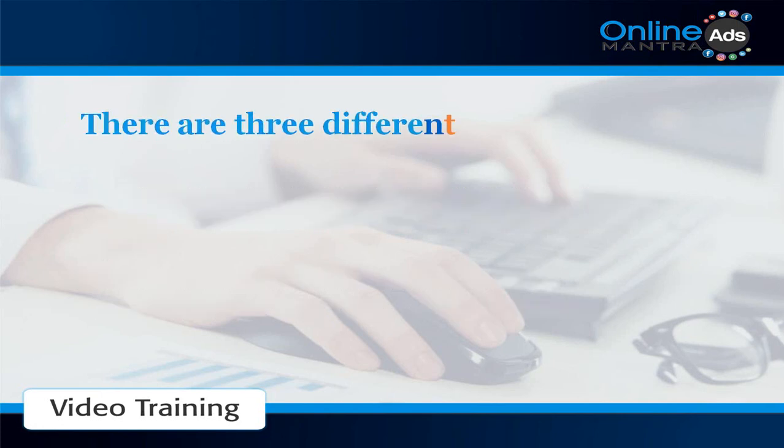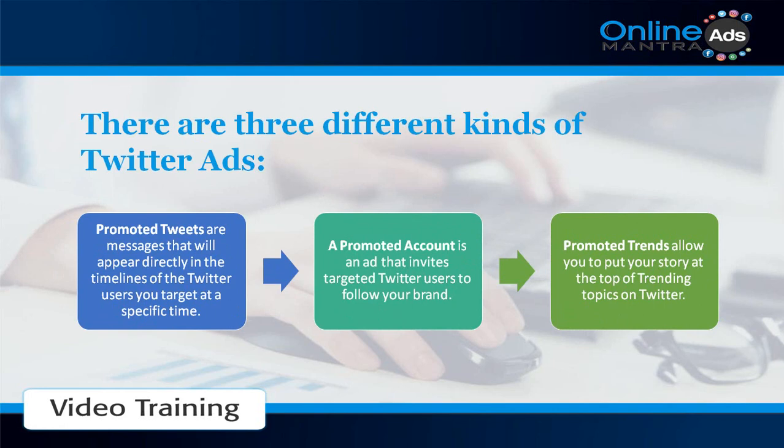There are 3 different kinds of Twitter ads. Promoted tweets are messages that will appear directly in the timelines of the Twitter users you target at a specific time. A promoted account is an ad that invites targeted Twitter users to follow your brand. Promoted trends allow you to put your story at the top of trending topics on Twitter.